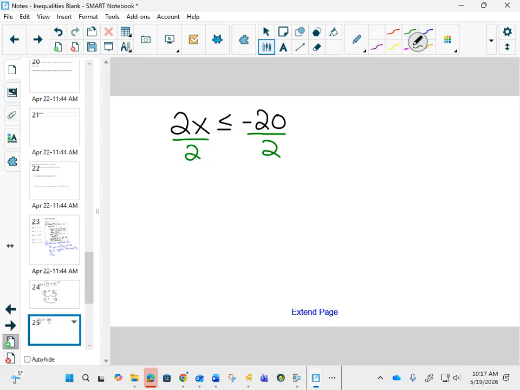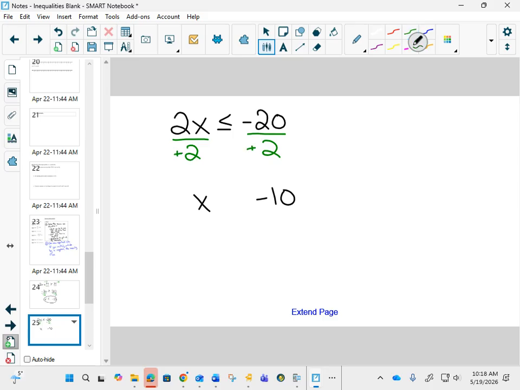2 divided by 2 is 1, so I have 1x there. Negative 20 divided by 2 is? Close. Negative 10. Do we have the special rule in this case? No, because you just divided by a normal positive 2.